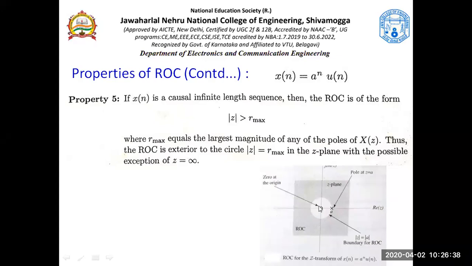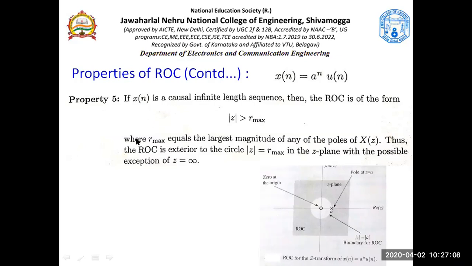How to say that? Z is greater than A, we said. So similarly, they are saying Z is greater than R max. Why did they say R max? Suppose there are two poles, we need to consider the value which is maximum. So if there are multiple poles, then you have to consider the maximum valued pole, and Z would be greater than that maximum valued pole.